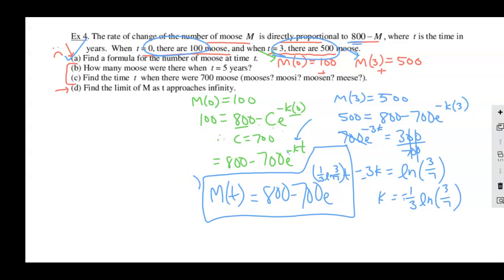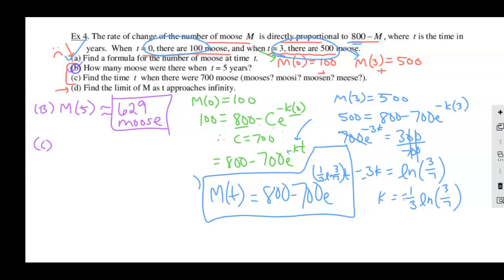All right, so let's do part B. It says, what's the population going to be at time equals 5? So you just plug in 5. So then you'd have 800 minus 700e to the really ugly number, but then you plug in the 5 for the t-value, and we would end up getting that the population is 629 moose. Plural of moose is moose. Kind of weird. Oh well.